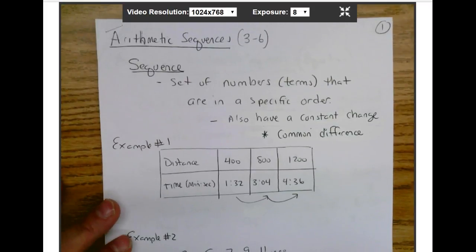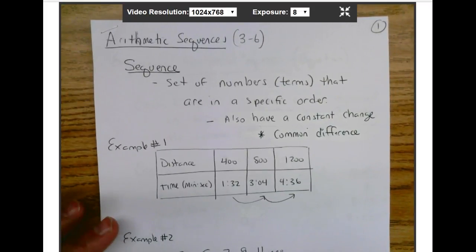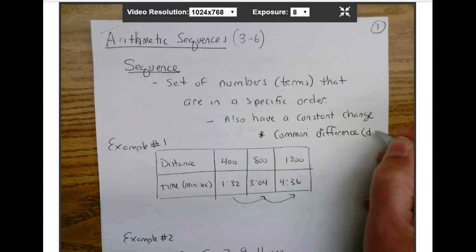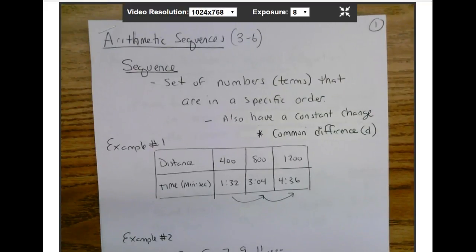And we have a definition here for sequence. It's a set of numbers or terms that are in a specific order. Okay? But also within that specific order, there's a constant change from one number or term to the other. If it's constant, and if it's always the same, we call that the common difference, and they abbreviate that with the lowercase d.